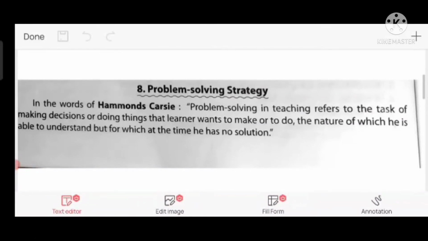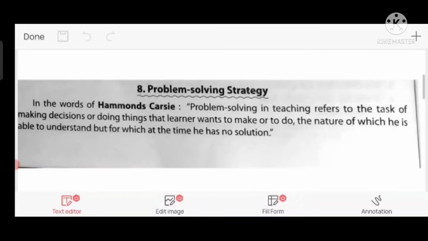In this video, we'll discuss an important strategy, the problem solving strategy. At the very first, we'll see the definition of problem solving strategy. According to Professor Hammond Carsey, problem solving in teaching refers to the task of making decisions or doing things that the learner wants to make or to do, the nature of which he is able to understand but for which at the time he has no solution.